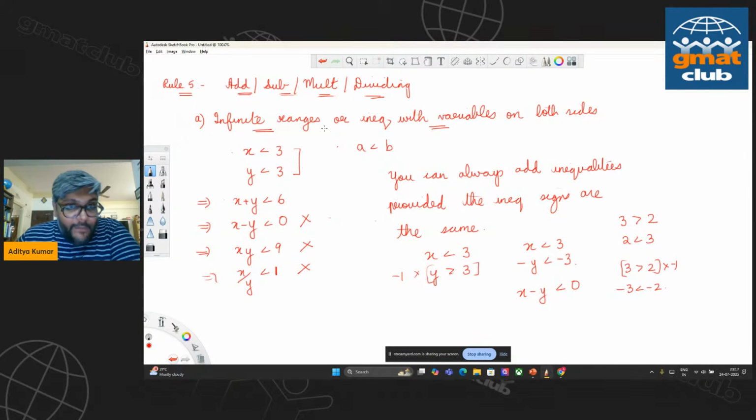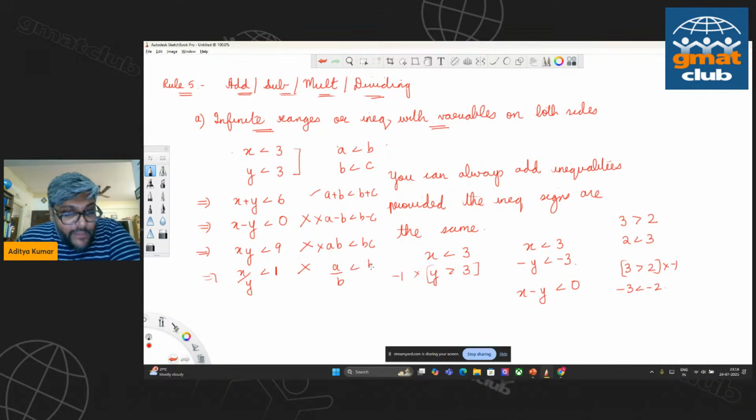So what is the point that I'm making here? If I give you A is less than B, what can I definitively say? And let's say B is less than C. If I give you these two inequalities, what I can definitively say is that A plus B is less than B plus C. Absolutely fine. What I cannot say is A minus B is less than B minus C. That would be wrong. What I cannot say is AB is less than BC. That would be wrong. What I cannot say is A by B is less than B by C. That would be wrong.